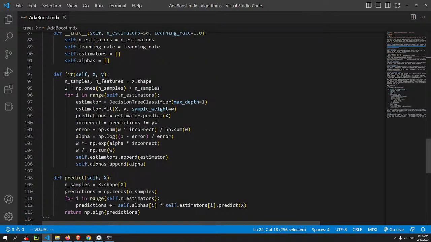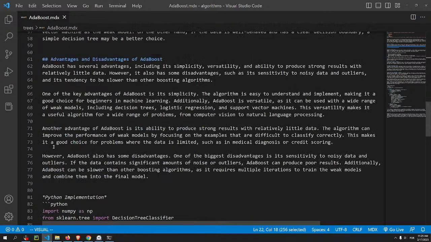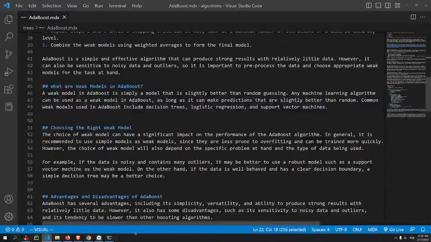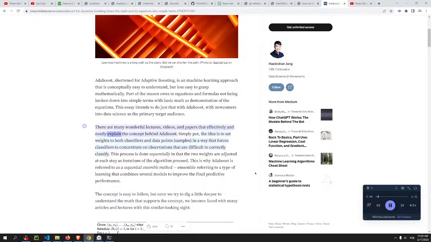Part of the reason is that those equations and formulas are not broken down into simple terms with basic math demonstrations of the equations. This essay intends to do just that with AdaBoost, with newcomers into data science as the primary target audience. There are many wonderful lectures, videos, and papers that effectively and neatly explain the concept behind AdaBoost.